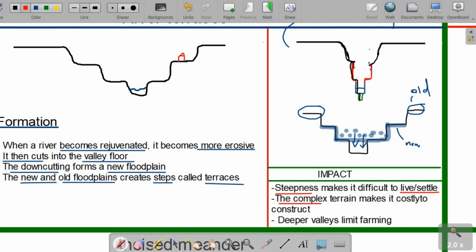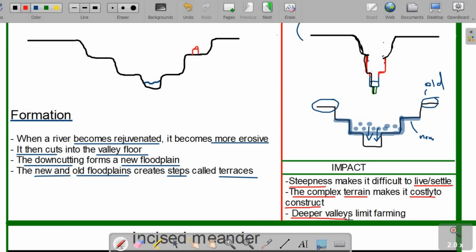And then the complex terrain. When we talk about terrain, we're talking about the shape of the slopes, the shape of the rocks, and so on. You can tell the shape is quite complex here, and so it would make it very costly to construct roads, railways, and so on. There are also deeper valleys that are limiting farming. Again, it would be very difficult to practice farming in this landform.